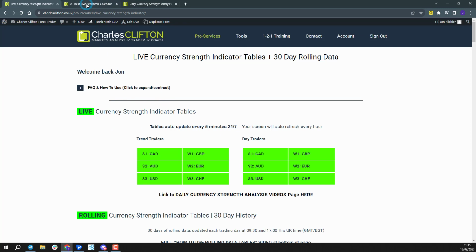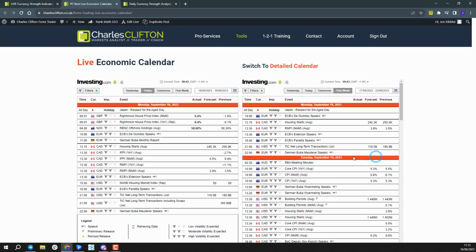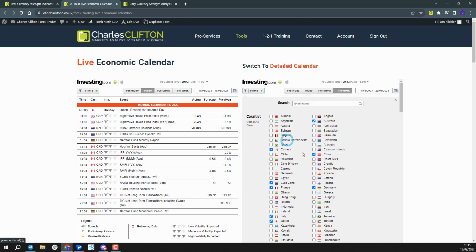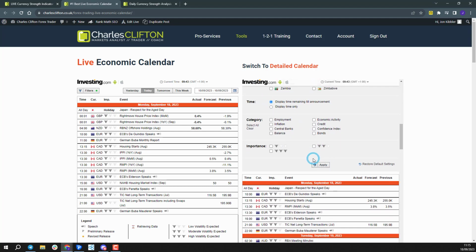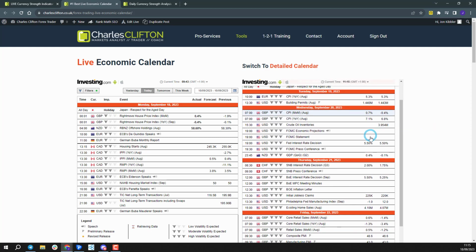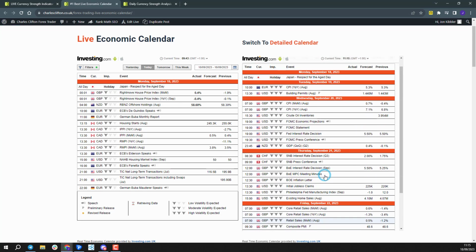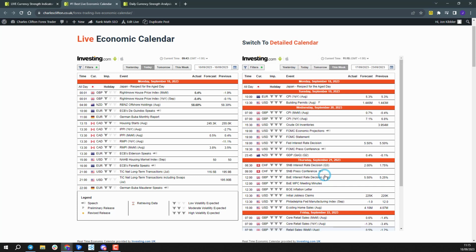I do want to just let you know that this week is quite a heavy news week. If I just change the filter here in the tab, go to high impact data only and apply that, you can see we've got lots of data coming up this week. We've got the CPI, we've got the Federal Reserve interest rate decision. I think a lot of people will be looking at that. We've got an interest rate decision from the Swiss National Bank and the Bank of England. We've also got a Bank of Japan announcement coming up as well.